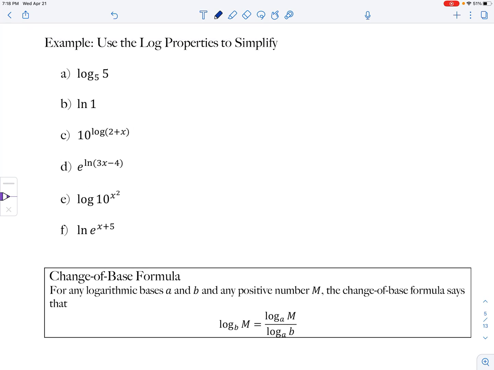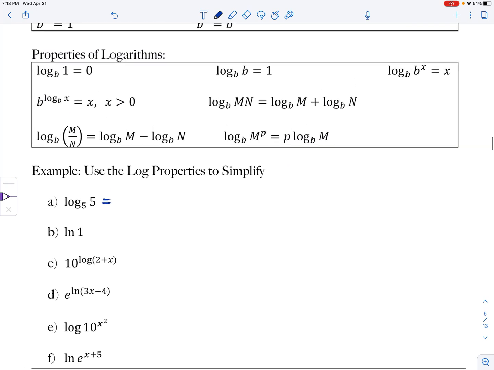Okay, so in order to simplify log base 5 of 5, remember you're thinking, 5 to what power would be equal to 5? Well, that's actually also a property of logarithms, right? That says log base b of b will always be equal to 1, but that's the y, right? B to the first power would be equal to b if you think about using the arrows.